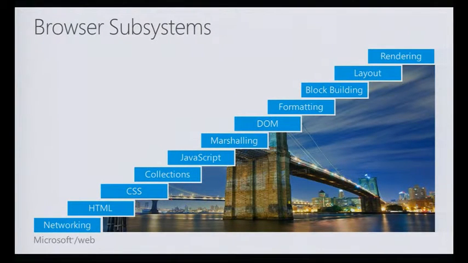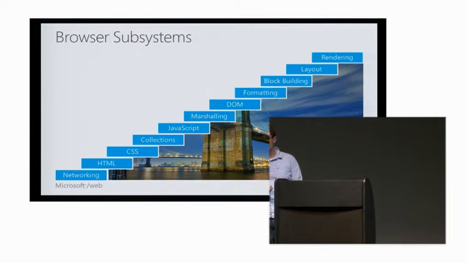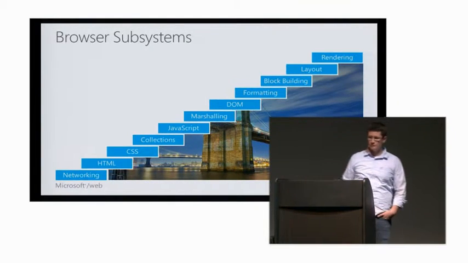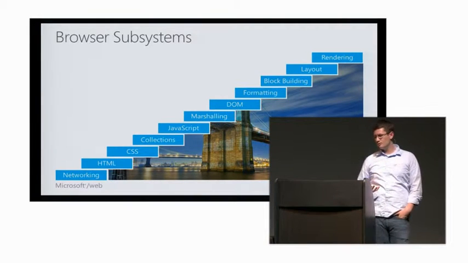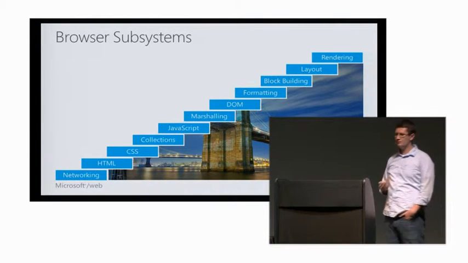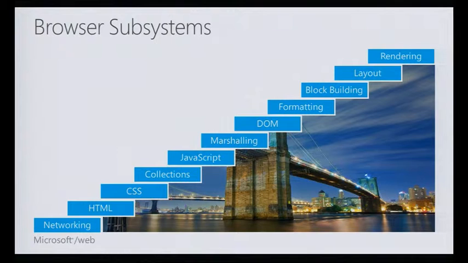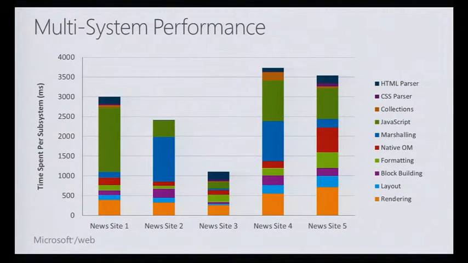And this is why. This is a general breakdown of the IE subsystems, how they render. Obviously you start off making an actual network call. You get the HTML, CSS, collections, JavaScript. Then you do all the marshalling. You do the DOM rendering. You apply the formatting. You build all the blocks. Then you do the layout. And then finally, it's rendered to the actual screen. So that's a quick overview of the subsystem.